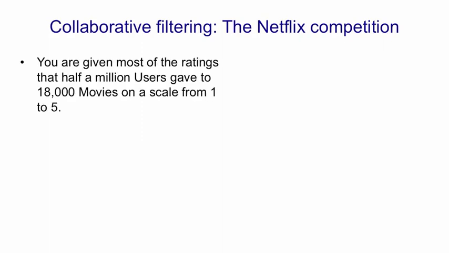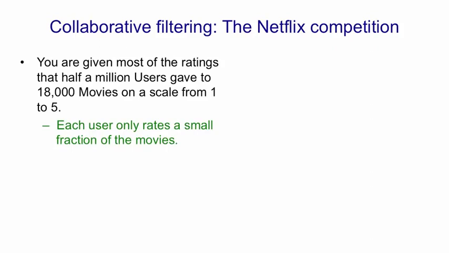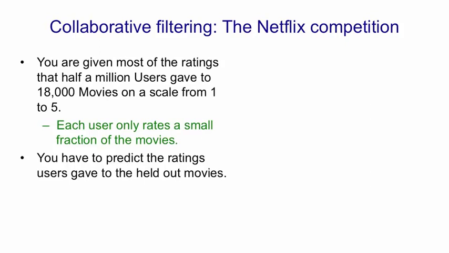In that competition, you're given most of the ratings that 500,000 users gave to 18,000 movies, and each movie gets rated on a scale from 1 to 5. Each user, of course, only rates a small fraction of the movies, but even so, there's about 100 million ratings, so it's quite a big data set. You have to predict the ratings that the users gave to held-out movies, and if you can do that well, you get a big prize. You actually win $1 million if you're the best person at doing that.